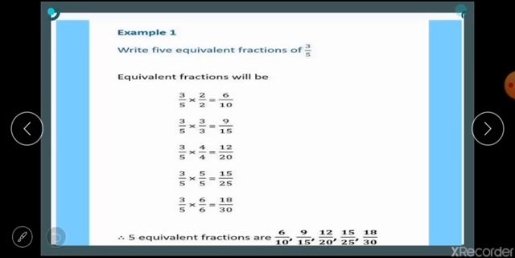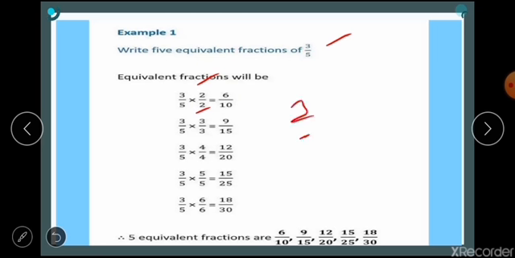Next, in the same way, you can find out the equivalent fractions of 3 by 5. You have to write down 5 equivalent fractions. So the number given is 3 by 5. First you will multiply and divide it by 2. Then you multiply and divide by 3.